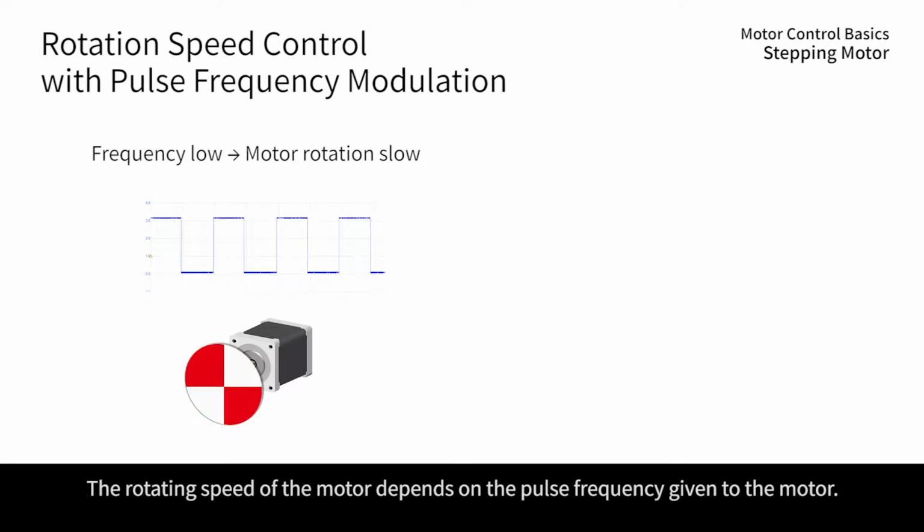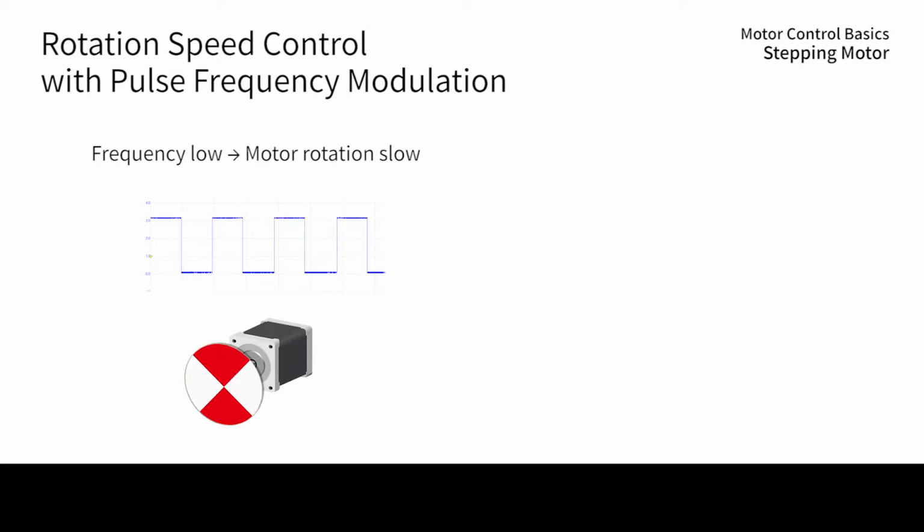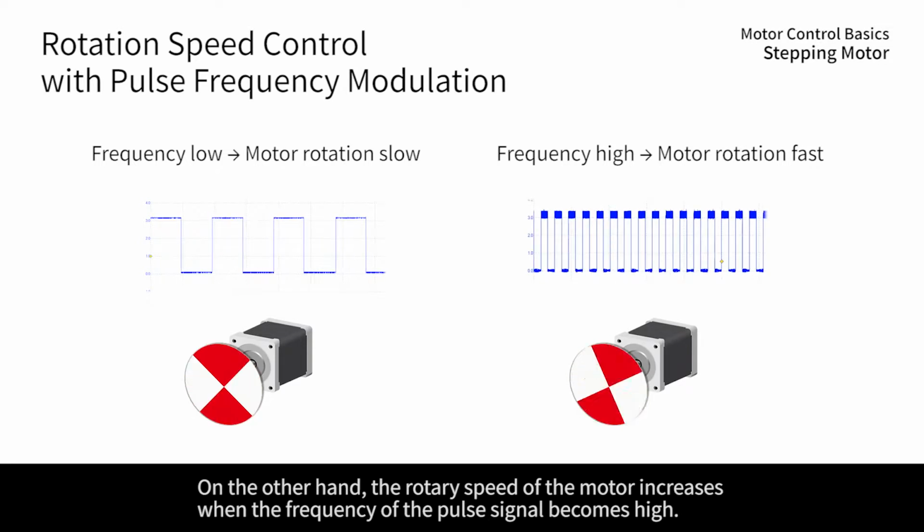The rotating speed of the motor depends on the pulse frequency given to the motor. The rotary speed of the motor decreases when the frequency of the pulse signal is lowered. On the other hand, the rotary speed of the motor increases when the frequency of the pulse signal becomes high.